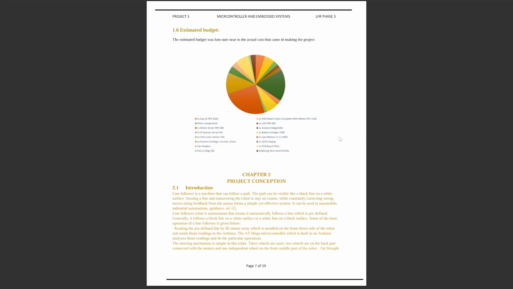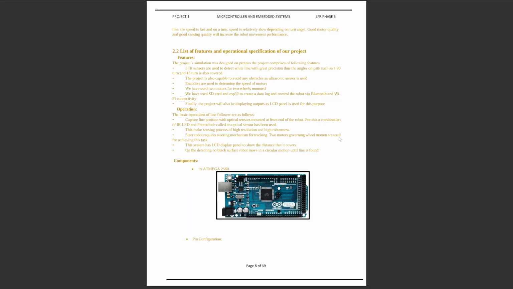Chapter 2 begins with the project conception. The line follower robot is a robot that can follow a path. The path could be a black line or a white line. So we had to use an IR sensor array. Along with that, we had to use an ultrasonic sensor for avoiding obstacles and a color sensor along with the ultrasonic sensor so it can detect the color of the obstacles.